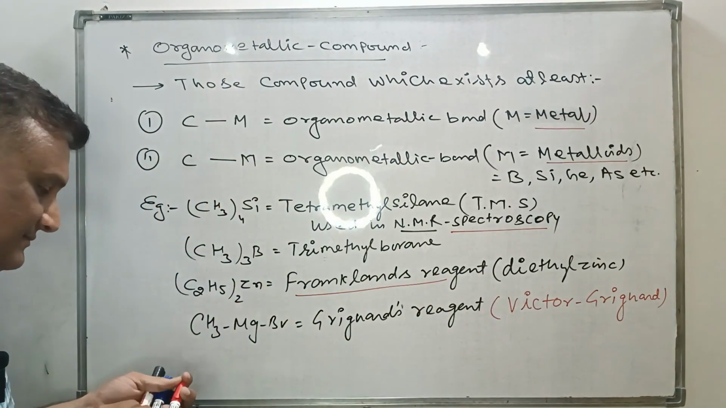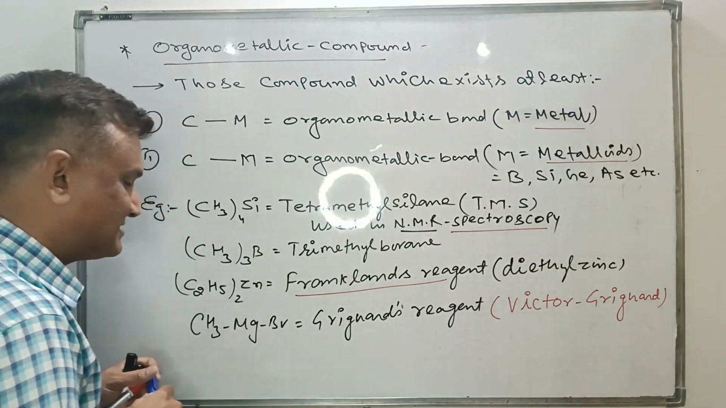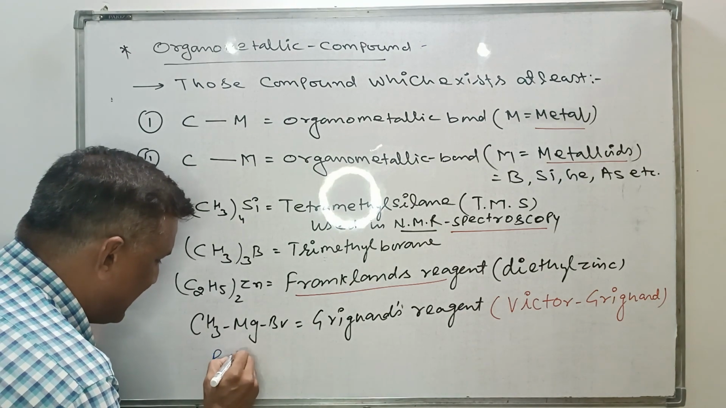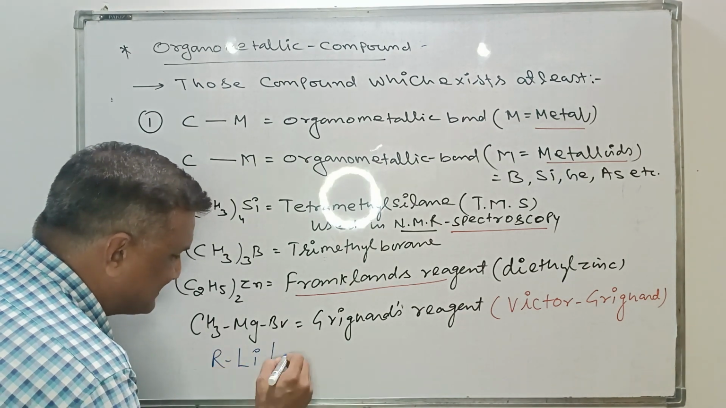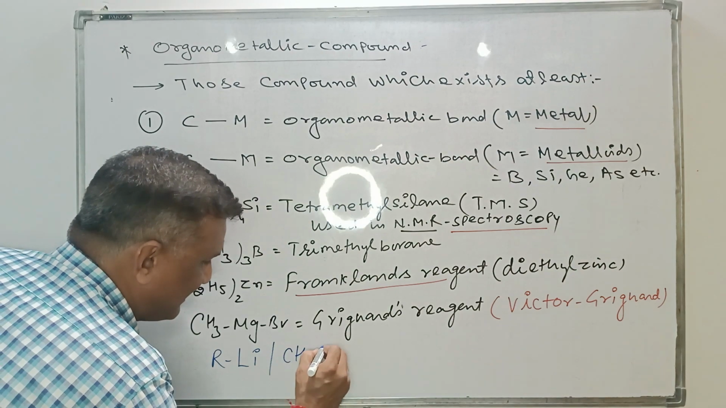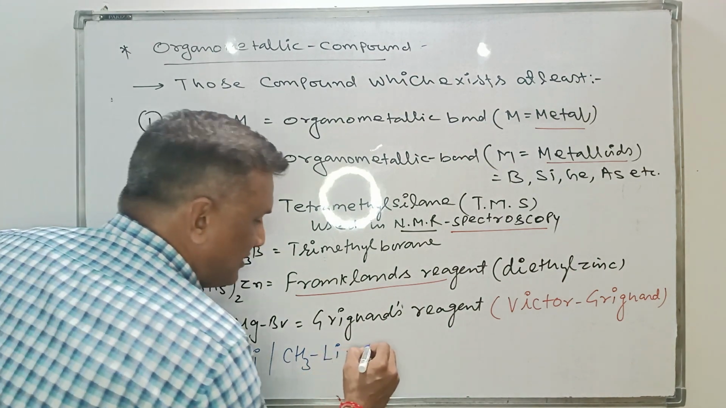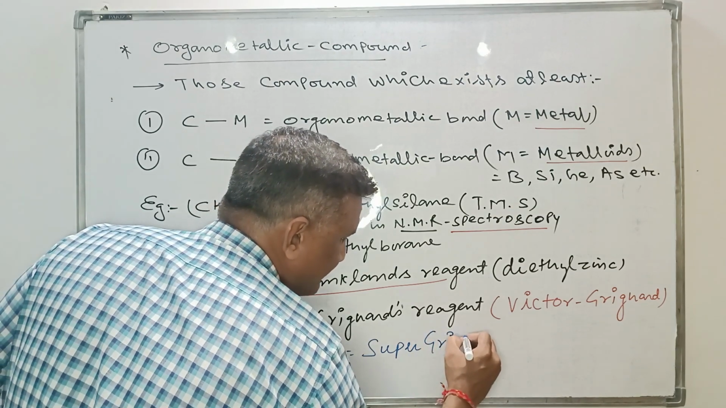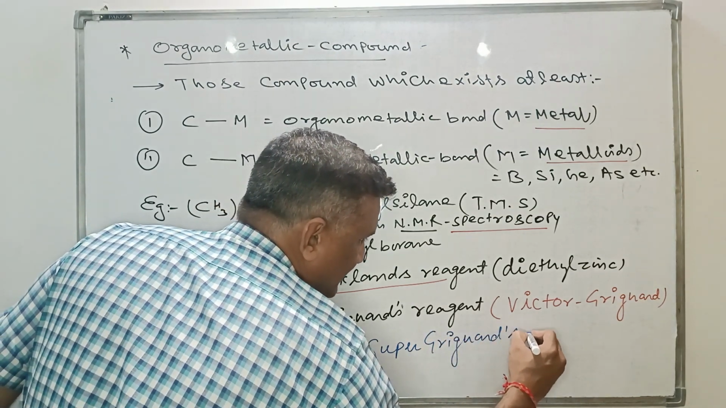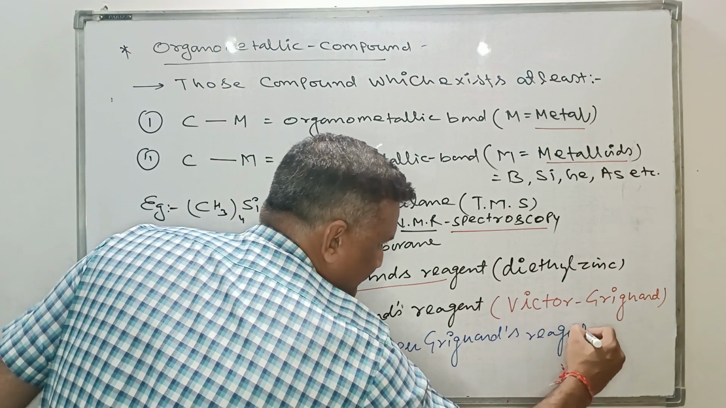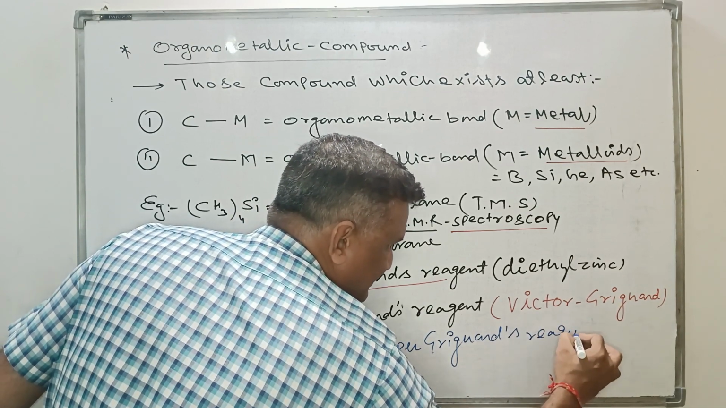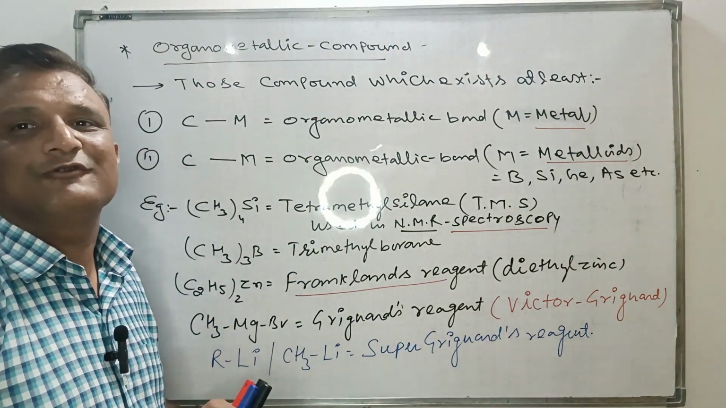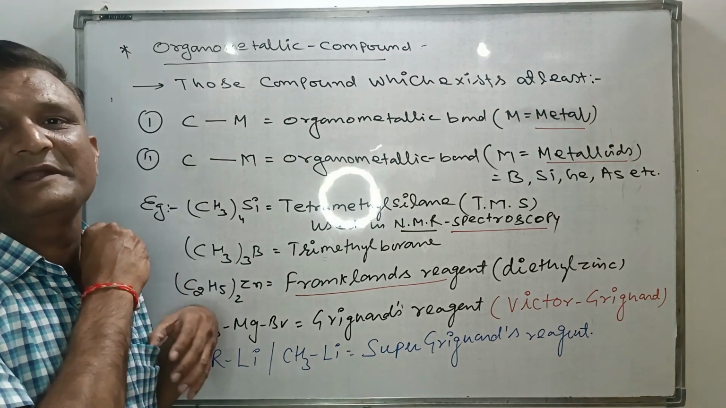If we go further, then we can take an important example. What is that? That is your RLi, or you can take as CH3Li. It is also called as Grignard's reagent. Grignard's reagent. This is the most important. So this was about the initial introduction regarding your organometallic compound.